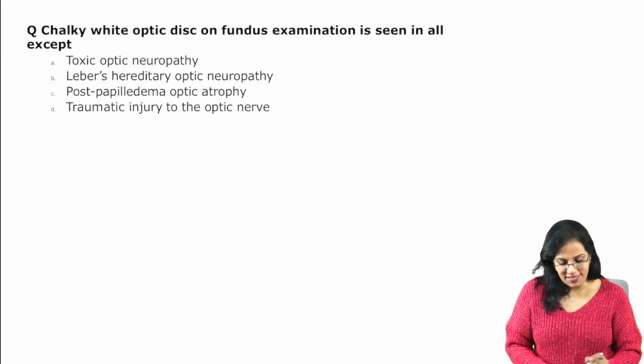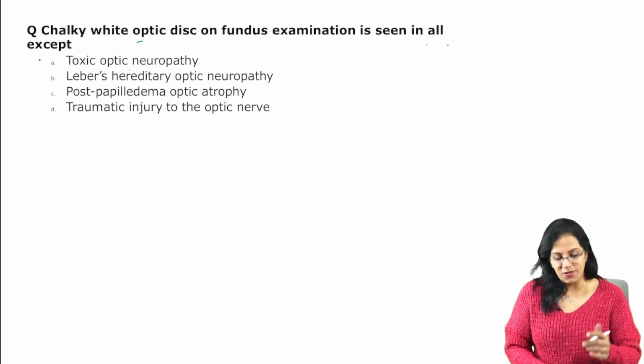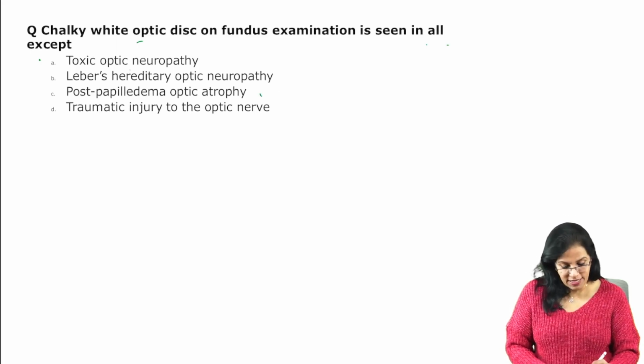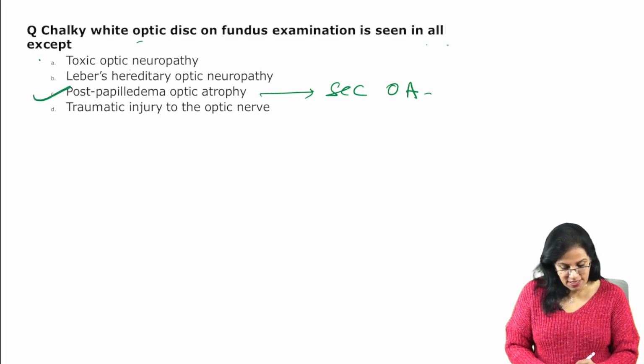Talking about the question, chalky white optic disc on fundus examination is seen in all except, let's think, toxic, chalky white is primary optic atrophy, toxic yes, Leber's hereditary, yes, post-papilledema, it has to be a secondary optic atrophy, isn't it? Traumatic, yes. So this is the answer.